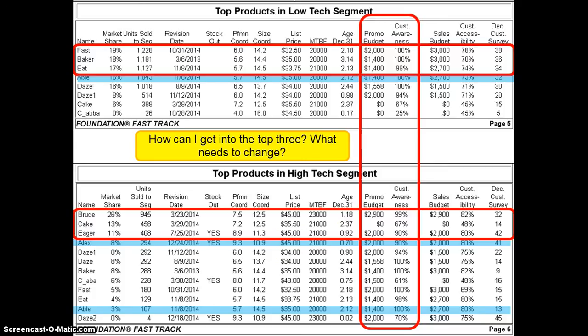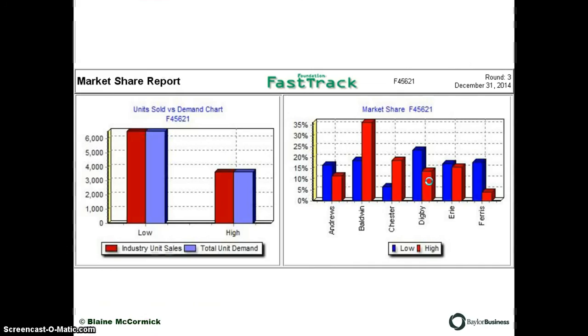One last thing to look at, and on pages 5 and 6 is the only place you can see it, is the promo budget for each product and what kind of awareness is being built there. We're aiming for 100% awareness if you want to. You can see here in these columns how people are spending in their promo budget and what kind of customer awareness they're getting there.